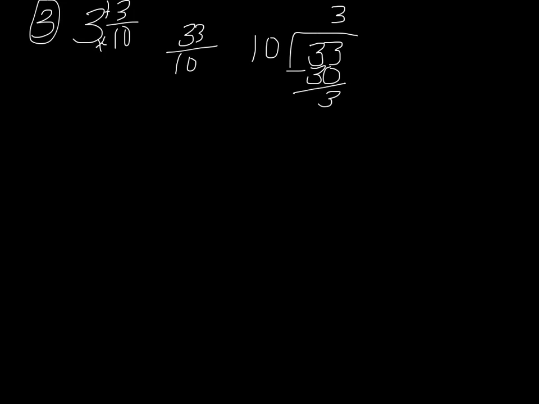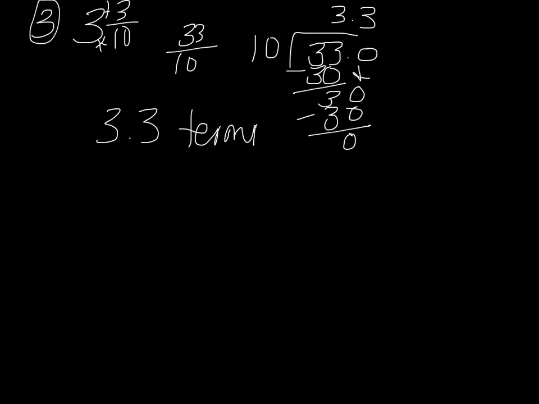Minus 30, I'm left with 3 over. Bring down a 0. 10 goes into 30 3 times. Minus 30. I'm left with 0. So my answer is 3 and 3/10. And this is a terminating decimal. So that is all we had to do for that one.